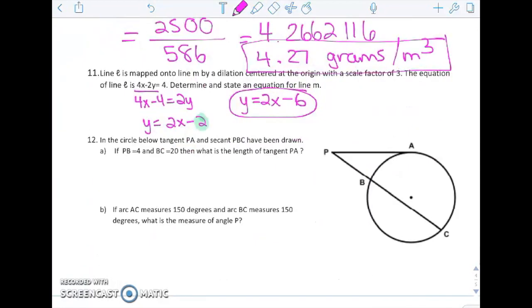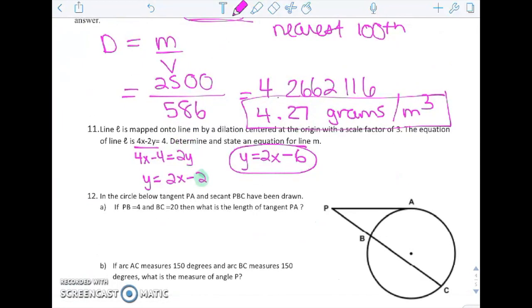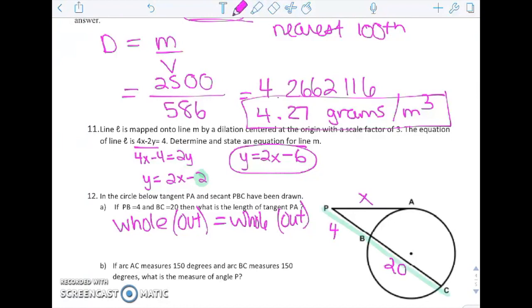All right, last question. Part A, PB is 4, BC is 20. What is the length of PA? So the big thing you need to remember here is whole times outside equals whole times outside. Go back to my circles review if you feel like you need more practice on this. So this whole length is 24. The outside part is just 4. This whole length is x. And the outside part is just x.